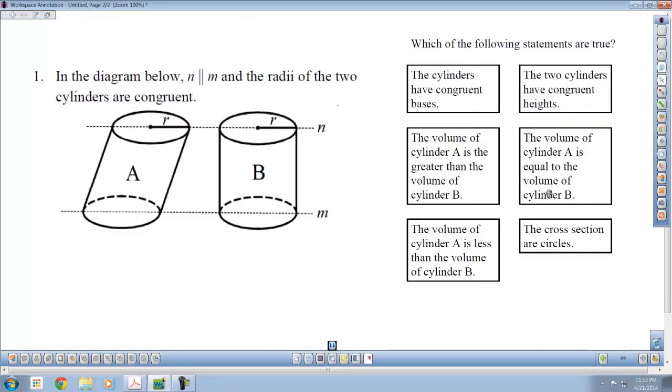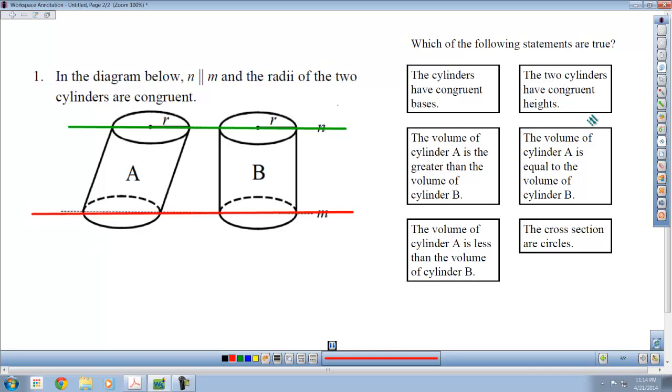Number 1 gives us a pair of cylinders, one that we would call a right cylinder because its height is perpendicular with its base, and then this other cylinder over here whose height is not perpendicular with its base. In other words, this is called an oblique cylinder. Okay, and they give us a couple of important facts up here. First of all, they tell us that line N and line M are parallel.